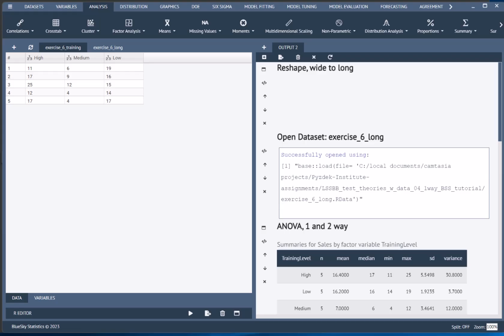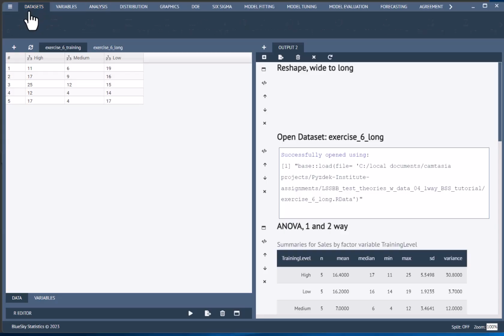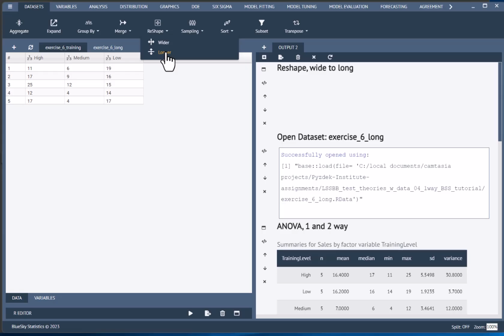Our first challenge in using BlueSky to analyze this data is that the data are not in the correct format. We have 3 different training levels, high, medium, and low, and we have 5 different observations per training level. We want to analyze that with ANOVA, so we have to have the table organized in a different way. To do that, we go to the data sets variables and we choose reshape. We want to use the longer format.